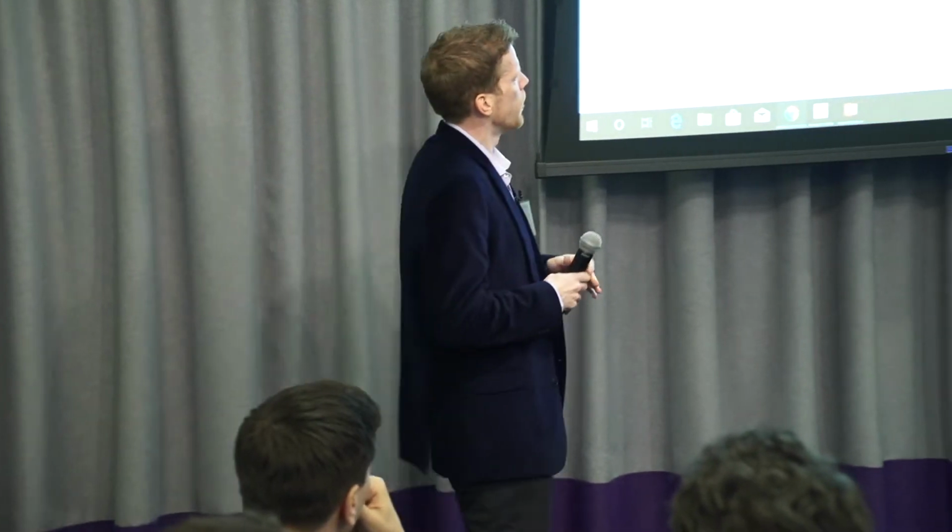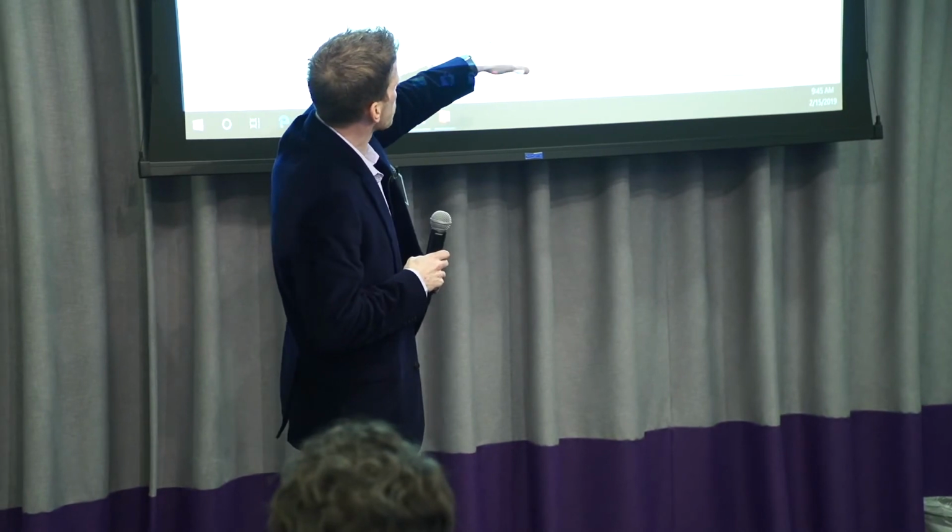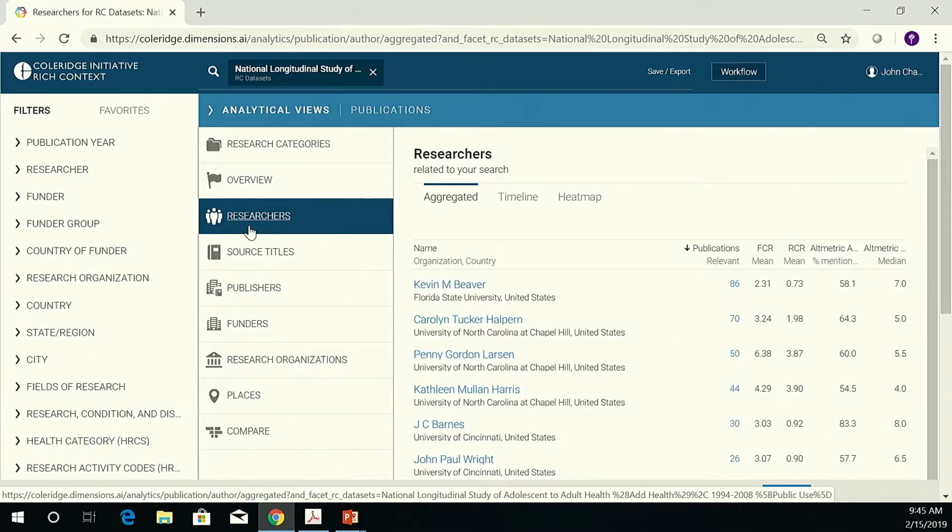The National Longitudinal Study here. Who are the researchers working on this data set? Well, we know that there are several thousand publications related to that data set, so therefore we can identify all the researchers associated with those publications. So coming over here, this is a pretty reasonable pass at answering that question of who is working with this data. And in this case, with disambiguated researcher profiles, we can see that Kevin Beaver with 86 publications might be somebody you want to talk to if you're working with this particular data set.